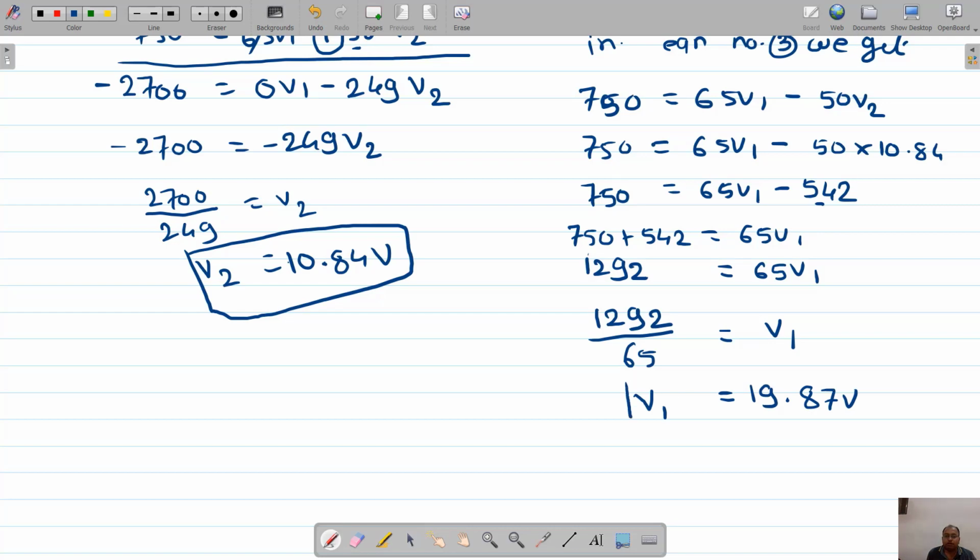So likewise, you can find out the values of V1 and V2 by simply applying node analysis to such kind of circuits. In the next lecture, we shall be discussing further circuits about node analysis.